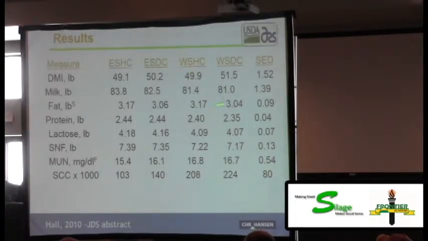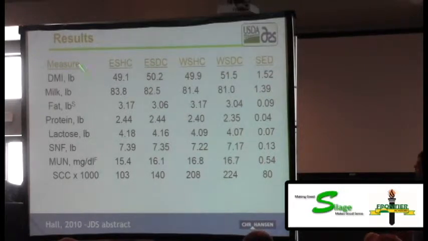Performance, they eat about 50 pounds dry matter intake regardless of the fiber source. The treatments are corn stover, so this is corn stalks, with high moisture corn and dry corn, and wheat straw with high moisture corn and dry corn. So dry matter intake was the same for all rations at about 50 pounds.